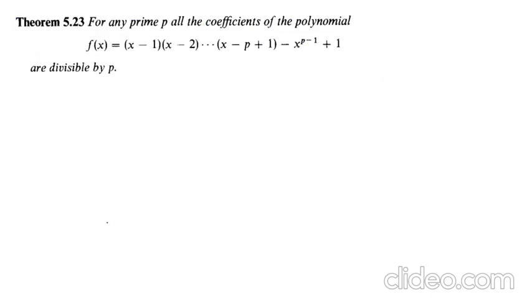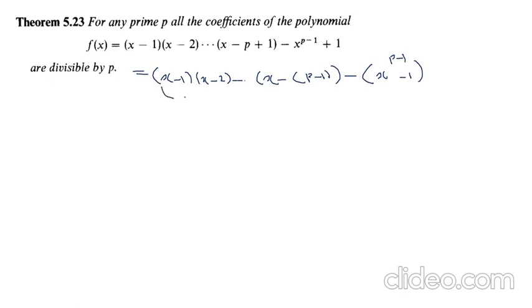So we move on to the next theorem, that is, for any prime p, all the coefficients of the polynomial f of x equal to x minus 1 into x minus 2 into etc. x minus p minus 1, minus x power p minus 1, plus 1, are divisible by p. That is, f of x is nothing but x minus 1 into x minus 2 into etc. x minus p minus 1, minus x power p minus 1, minus 1. This is f of x. So we have to prove that every coefficient is divisible by p.